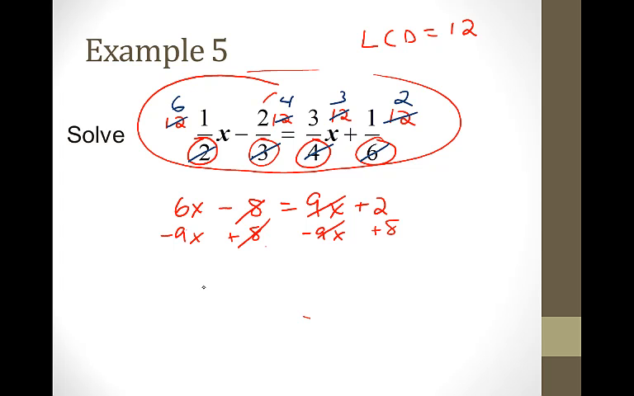6x minus 9x is negative 3x. Bring down your equals. 2 plus 8 is 10. One step away. Divide by 3. So I get x equals, let's bring that negative up, negative 10/3.